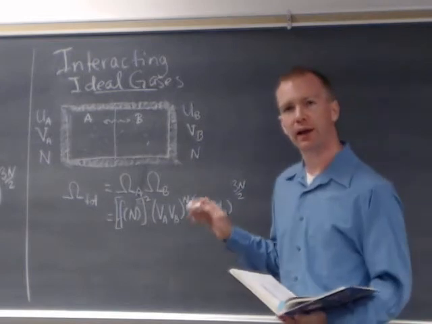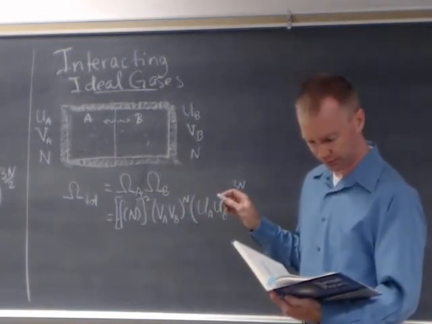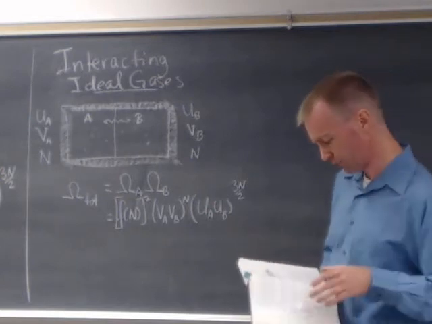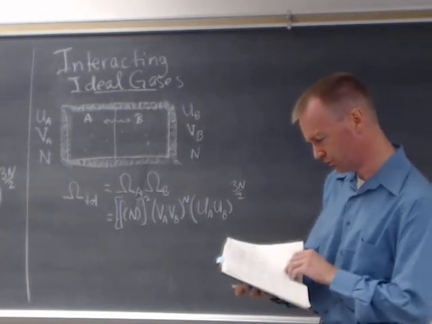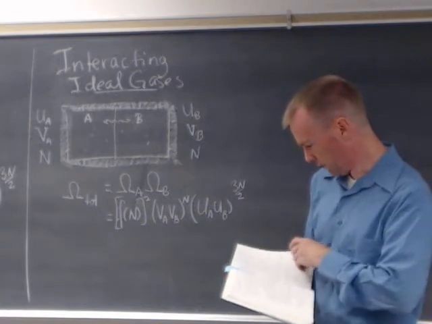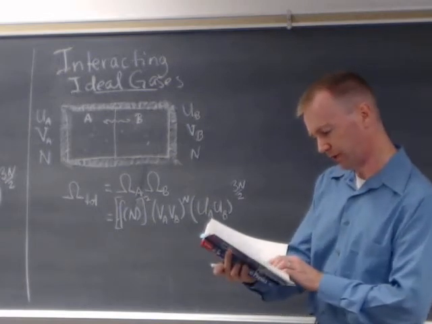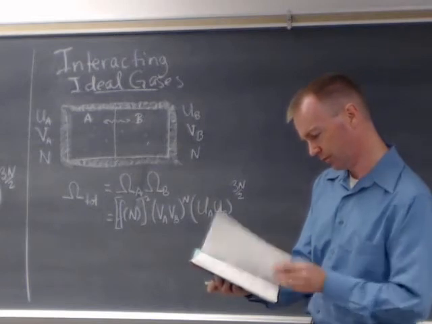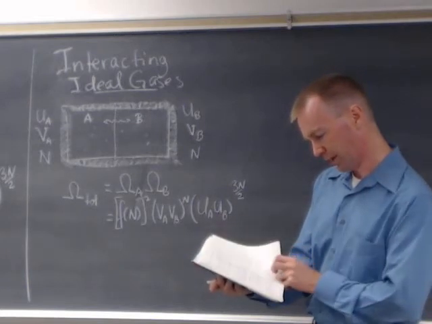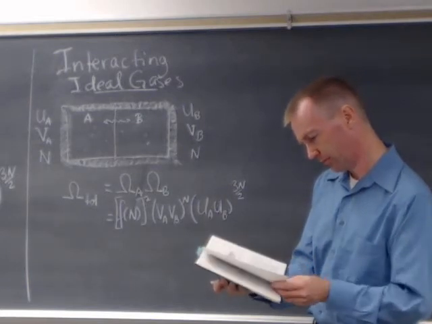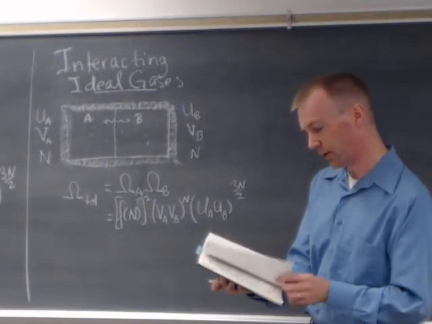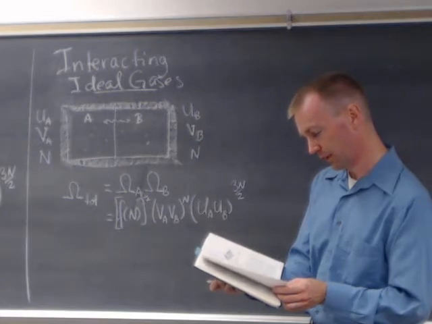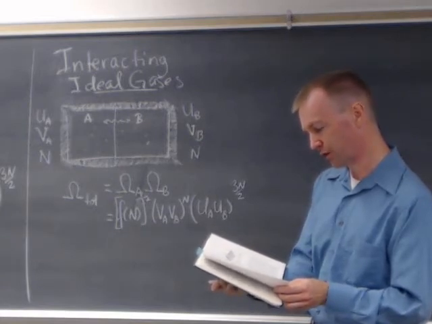Now, if you take a look at the interacting Einstein solids back earlier in the chapter, it's equation 2.22 on page 64, we get a similar result where we have, let's see, similar form, you should say. You've got the energies raised to a large exponent.